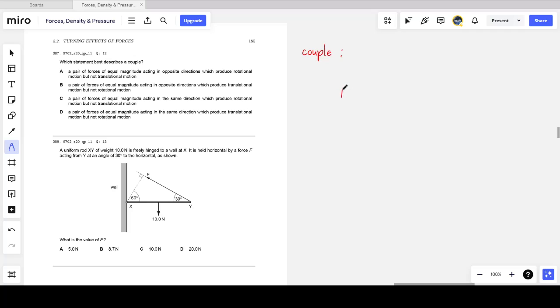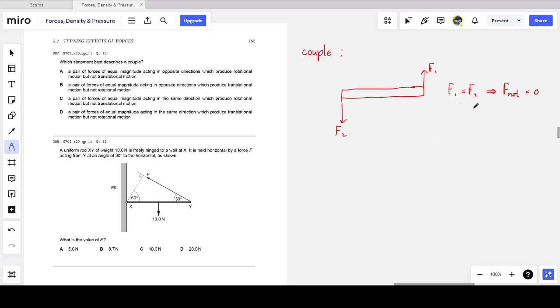Here's a rod, simplest example, and a couple is a pair of forces, hence the name couple, acting on two opposite ends of this rod. I'll call one F1 and the other F2. They need to be in opposite directions and they need to be equal in magnitude, F1 equal to F2. And the result of this means that the net force on this rod is 0. So this rod will neither translate up, nor translate down, nor translate left, nor translate right.